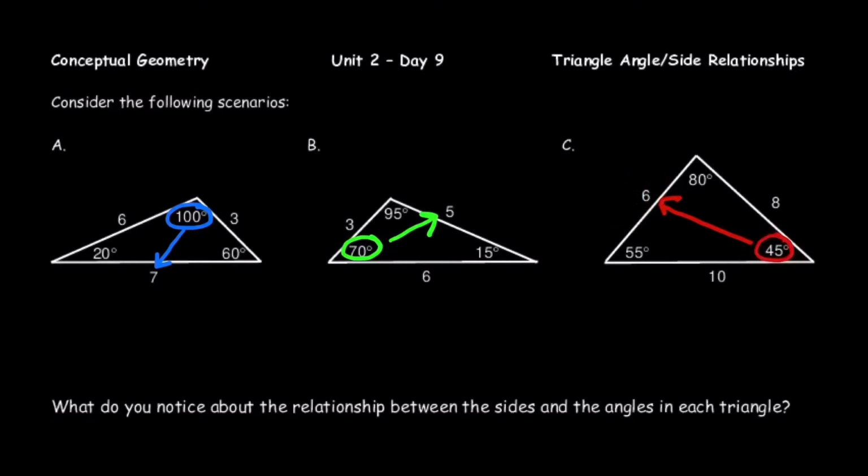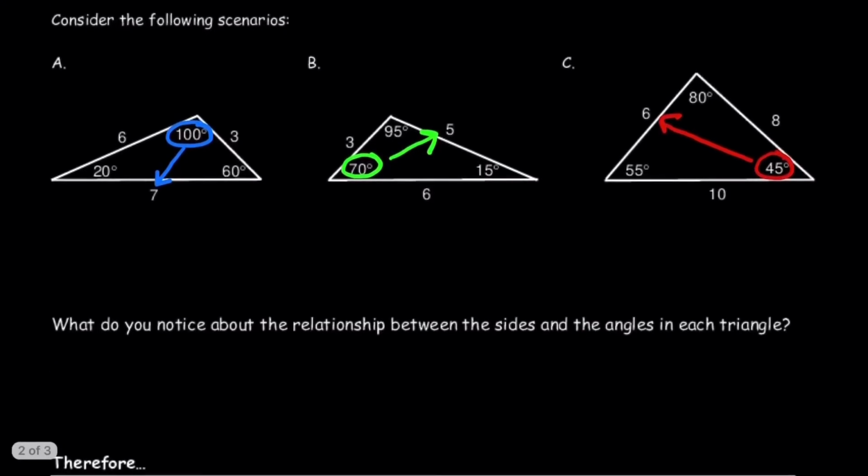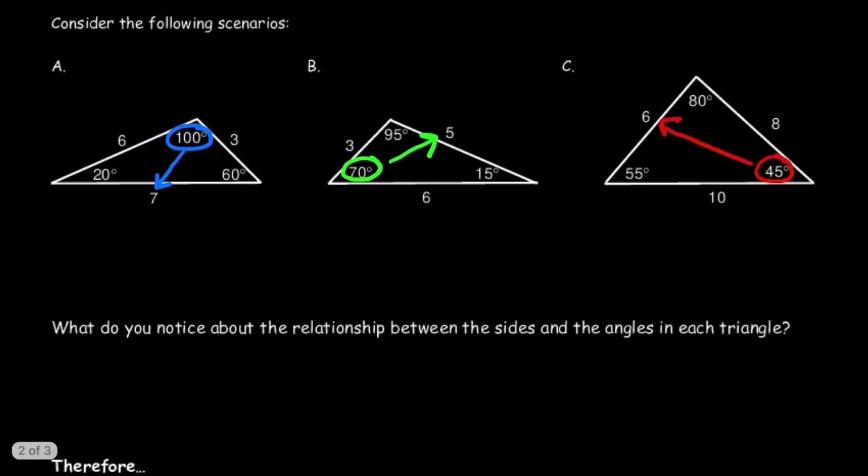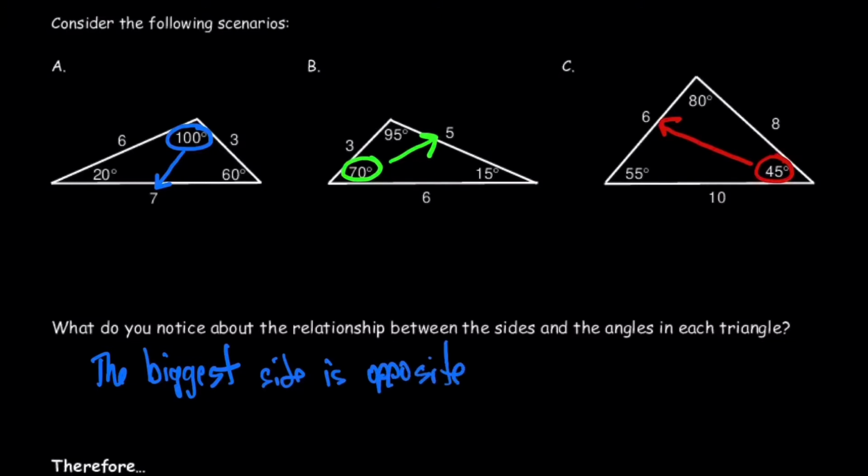I'm guessing you guys have already figured this out. What do you notice about the relationship between the sides and the angles in each triangle? Maybe something like the biggest side is opposite the biggest angle, or something to that equivalent.